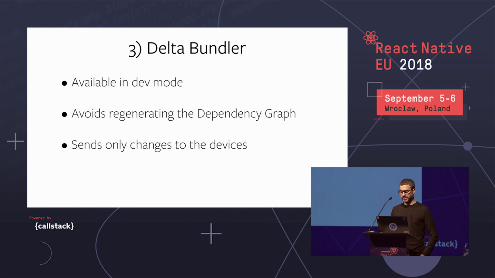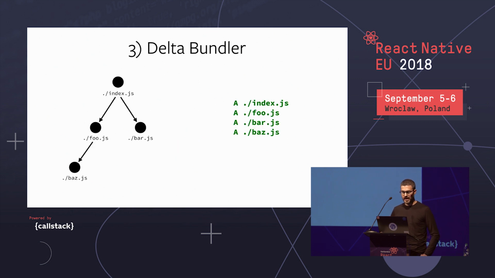Thanks to this, Metro knows exactly what needs to be updated, so it can send to the client only the modules that have changed, which is way faster than sending the whole bundle. Finally, the Delta Bundler is enabled right now by default on Android devices, and we're currently working on adding support for iOS. Let's see how this works.